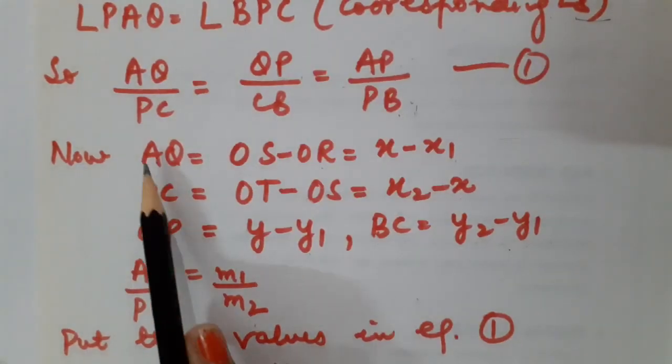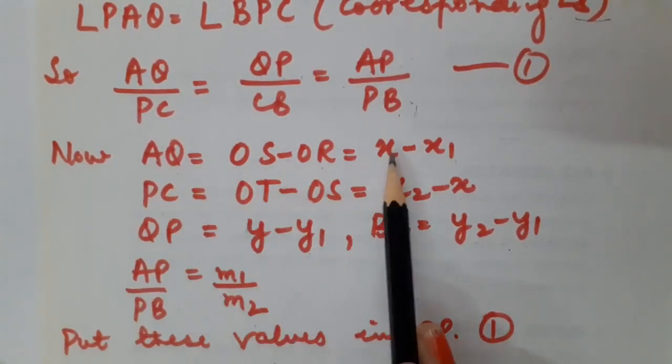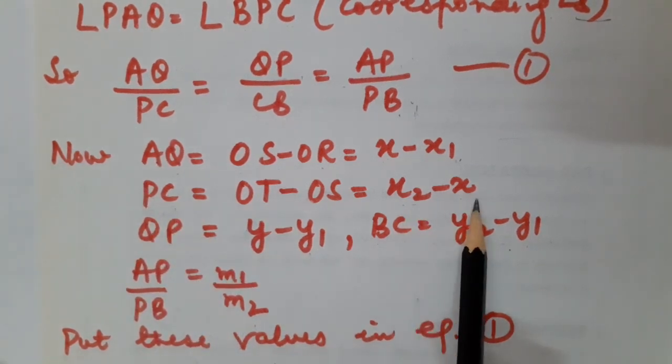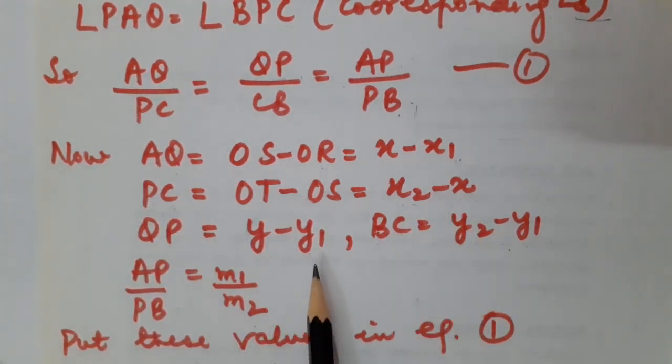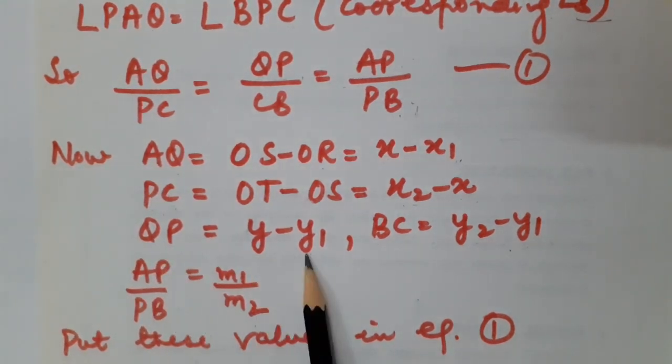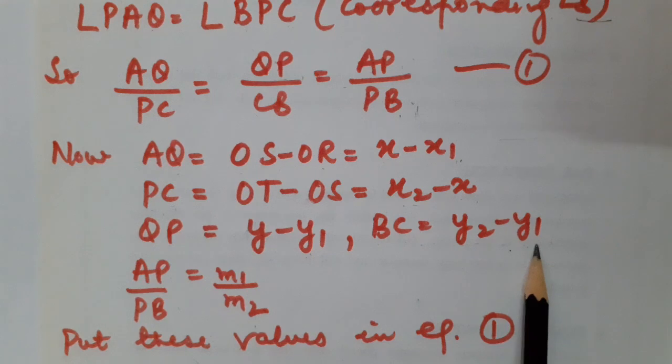So here are these required dimensions. AQ is equal to x minus x1. PC is equal to x2 minus x. You have to just simply subtract the smaller side from the bigger one. QP is equal to y minus y1 and BC is equal to y2 minus y1.